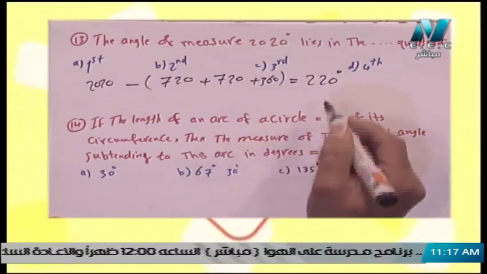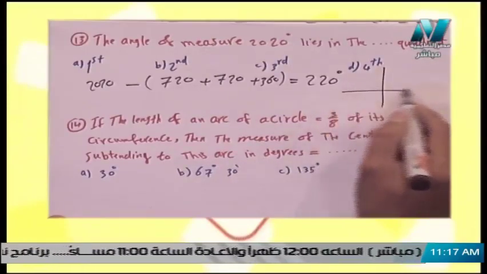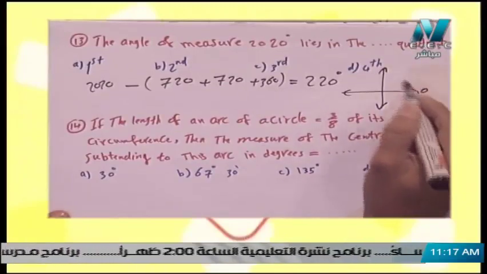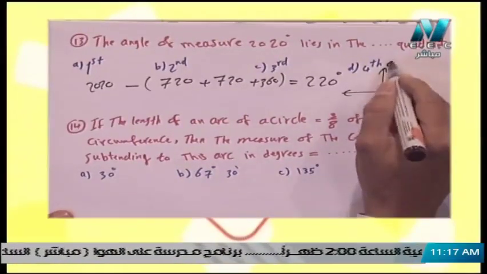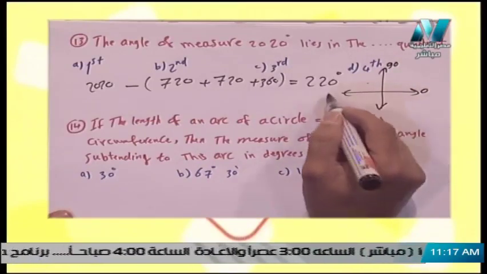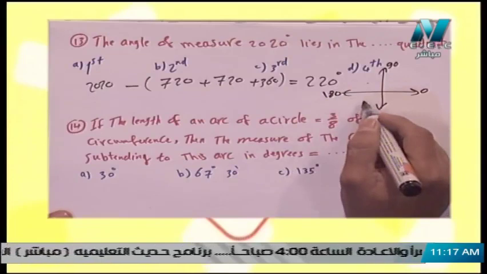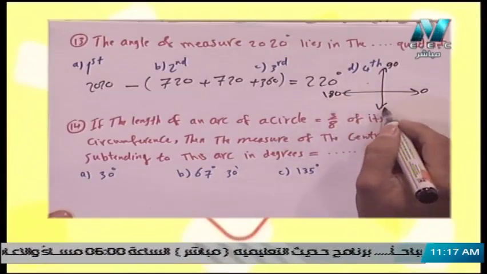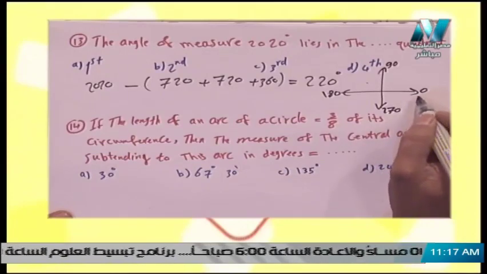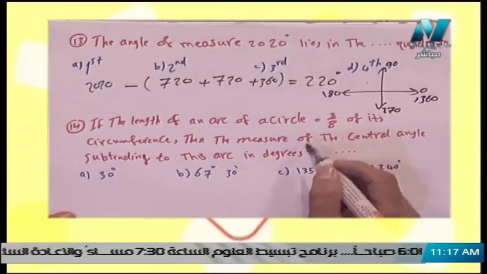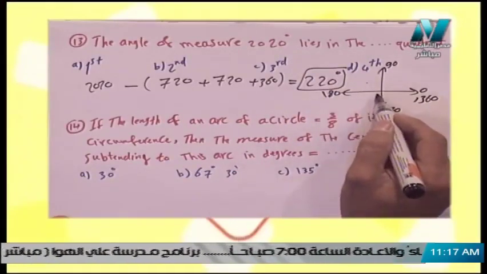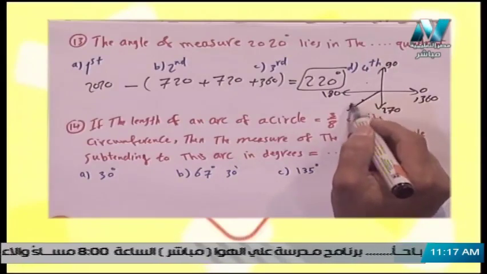Okay, 220, which quadrant lies on? We have the first quadrant here from 0, between 0 and 90. The second one is between 90 and 180. The third quadrant is between 180 and 270. The fourth is between 270 and 360. So this number of the angle lies where? Of course, lies in the third quadrant.